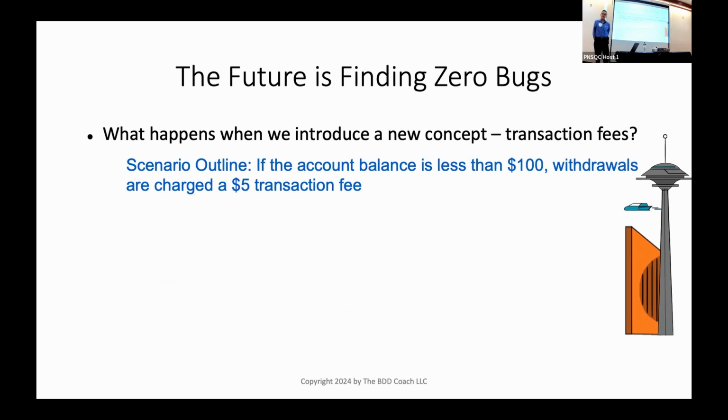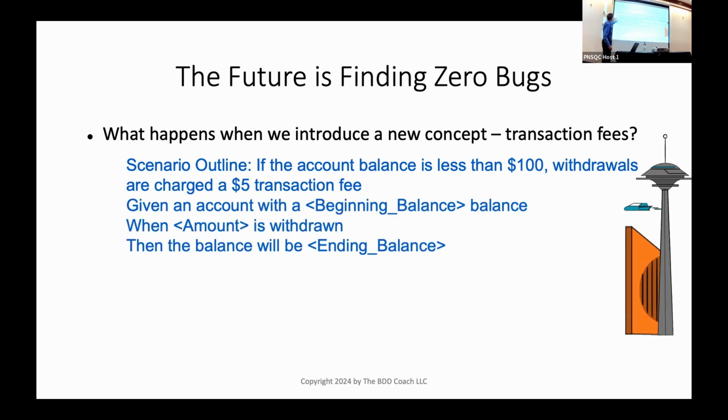What happens if we introduce an entirely new concept? Suppose our bank decides to charge transaction fees. So here's our scenario outline. If the account balance is less than $100, withdrawals are charged a $5 transaction fee. Now notice that this business rule is ambiguous. Is the $100 before or after the withdrawal, the less than $100 where you get a transaction fee? It doesn't say. But that would be a very typical narrative requirement. And there you get a bug. But let's look at what happens here.